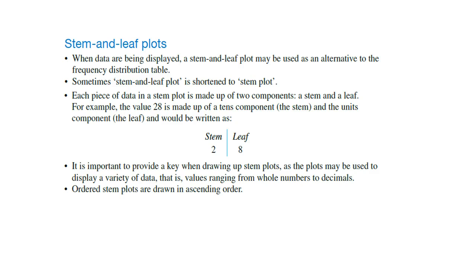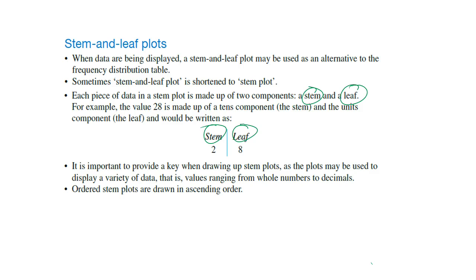Or if you hear the term stem plot, same thing. In this case, each piece of data in a stem plot is made up of two components, a stem and a leaf. So for something like 28, the tens component becomes the stem. The unit part becomes the leaf. Okay? So in that case, we'd write 2 and 8.